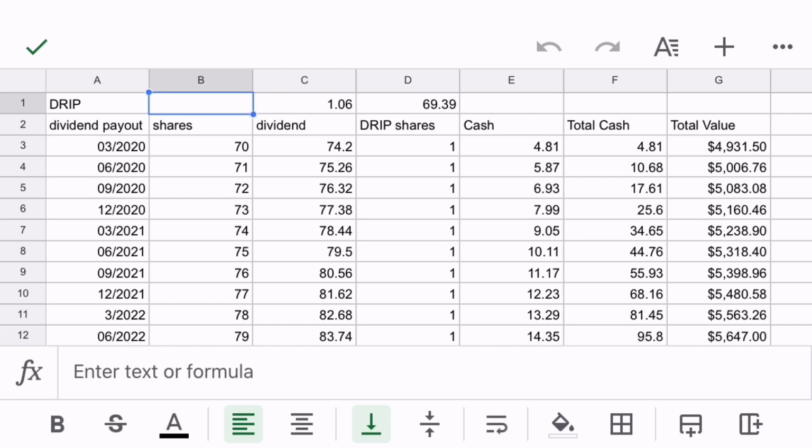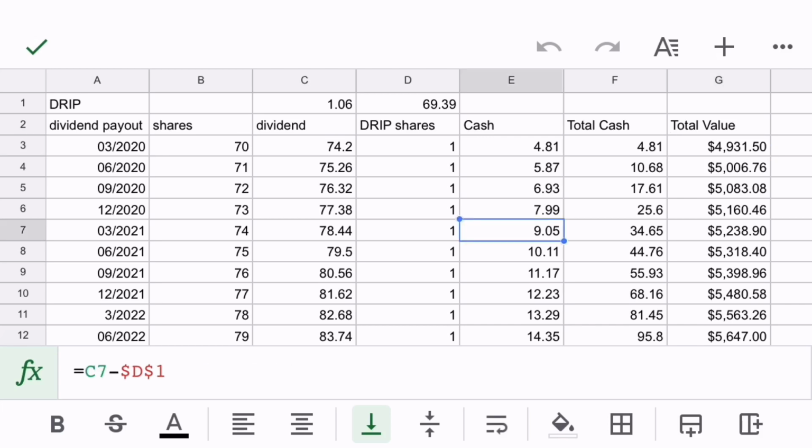So here we have our dividend payouts, BMO's each quarter. So I just assumed every 3 months. And there's my shares. I'm starting with 70 and looking at my dividend amount, how much I'll be qualified for a DRIP, as well as the cash I'll have left over. So as we said earlier, I'm going to get $74, which means I get 1 share via the DRIP plan and then $4.81 left over. So now my total value of the investment is a little over $4,900.